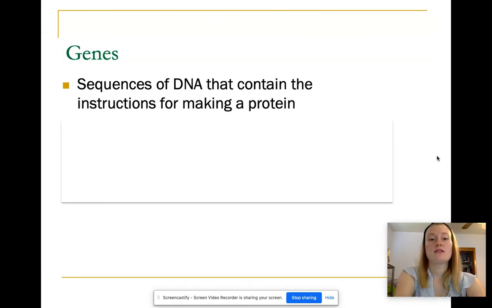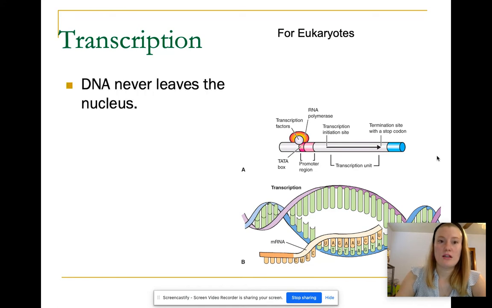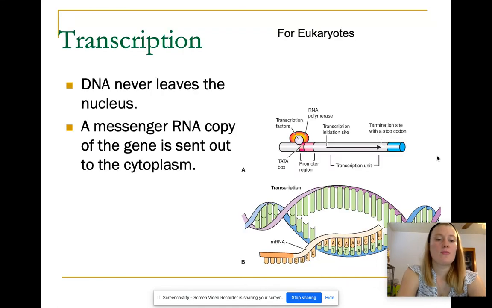So genes are sequences of DNA that contain instructions for making a protein. Transcription, it's a little bit more difficult than what we've talked about in the past, but transcription is basically when DNA never leaves the nucleus, and our messenger RNA copies the genes that are in the DNA and sends it to the cytoplasm.